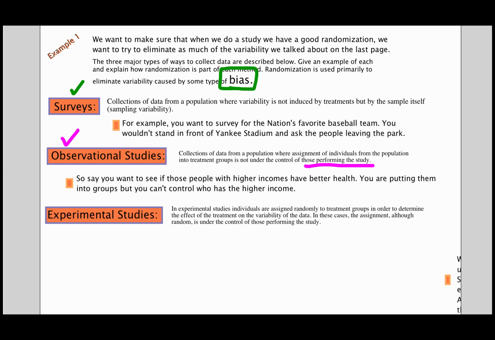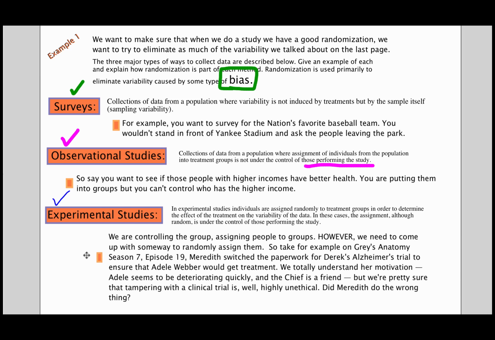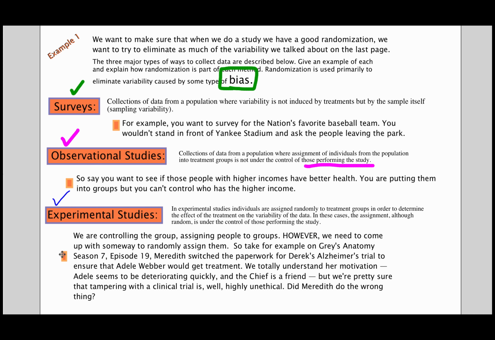And the last one, experimental study. This is the one that we were talking about, that control group. So here's what I said. In an experimental study, we are going to randomly assign people into treatment groups to determine how one thing affects one group and not the other. So we're using a control group, assigning people to groups. However, we need to find some way to randomly assign them.